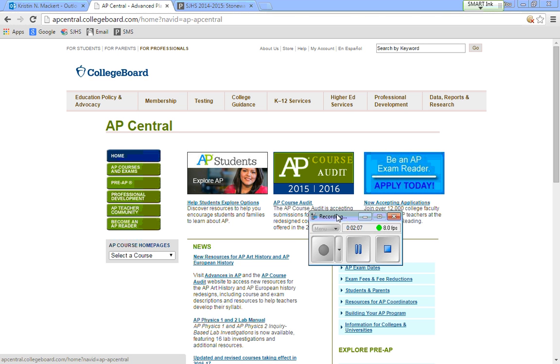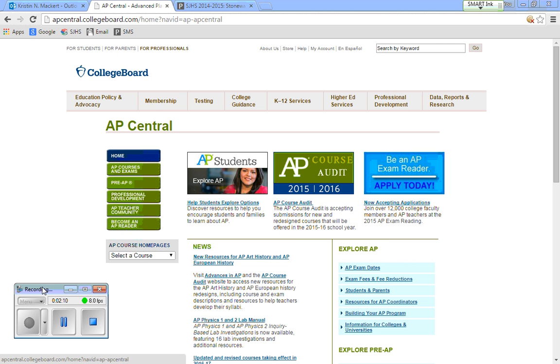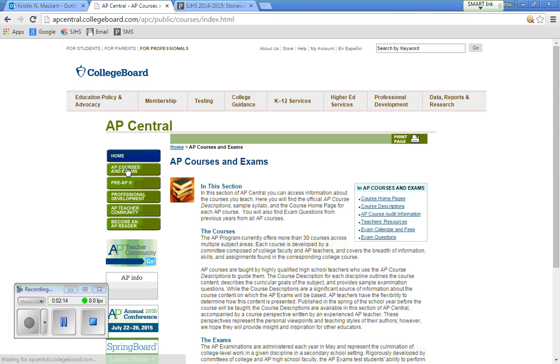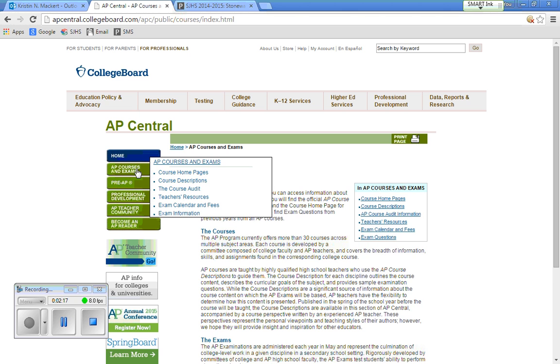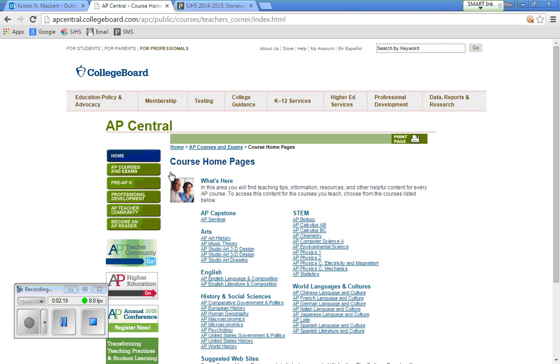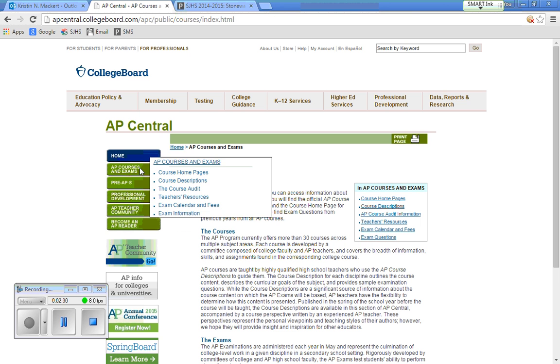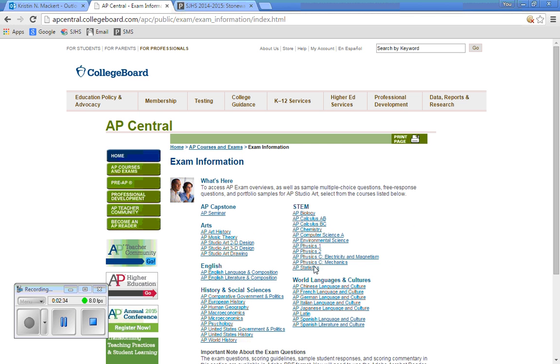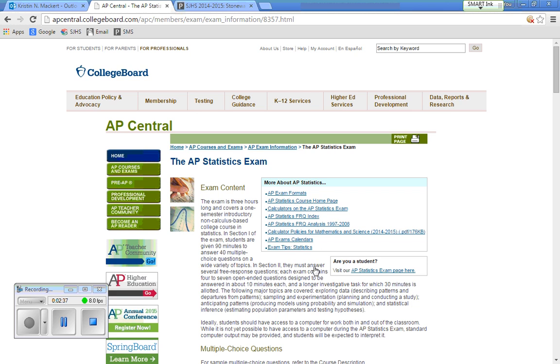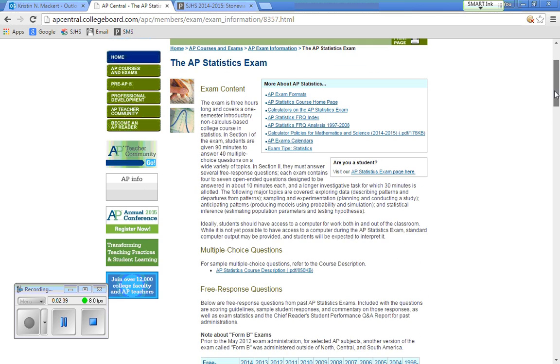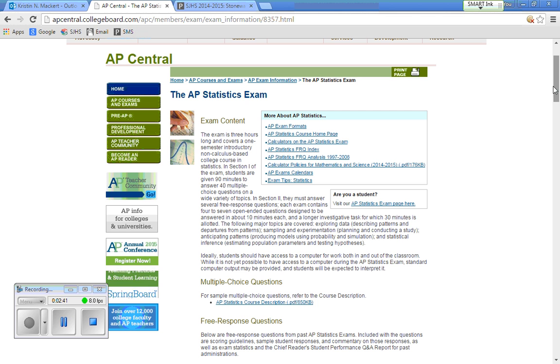There's all kinds of information about what you should bring on the test, what to do, etc. But we're going to look at AP courses and exams, and specifically the course homepage. I think it's course homepages. Hang on, I always get confused. It's either here or, I think, AP Statistics from here. Nope, that's not it. It's not course homepages. It is the exam information, I think. There we go. Let me go to AP Stats, and they should be listed down there. There they are. So it's exam information, not course homepages, for AP Stats.